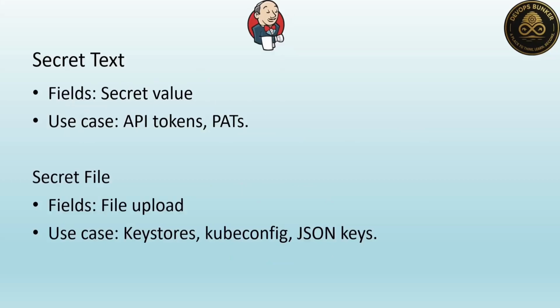Next one is secret text. Here, in the fields, we'll be able to provide a secret value, and the use cases are API tokens and PAT tokens. Sometimes you just need to provide the PAT token to enable authentication to the tools. In that case, this is a best example. SonarQube is also one of these. You just need to pass the token. There is no need to provide a username. So next one is secret file. Here it will allow us to upload a secret file. This is something like when you want to connect to key stores, kube config or JSON keys.